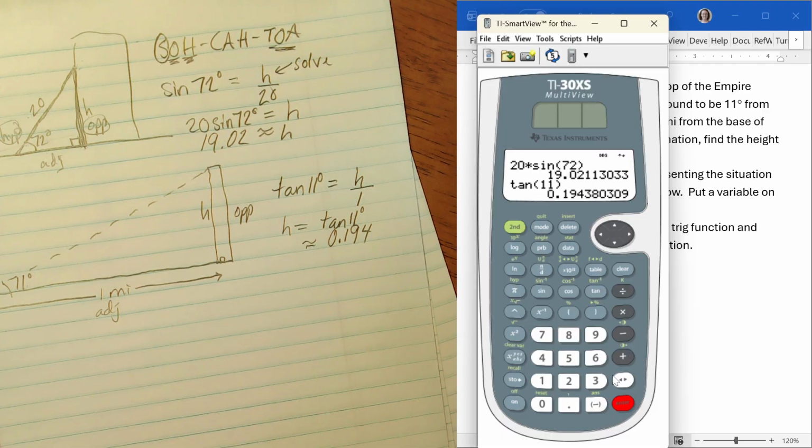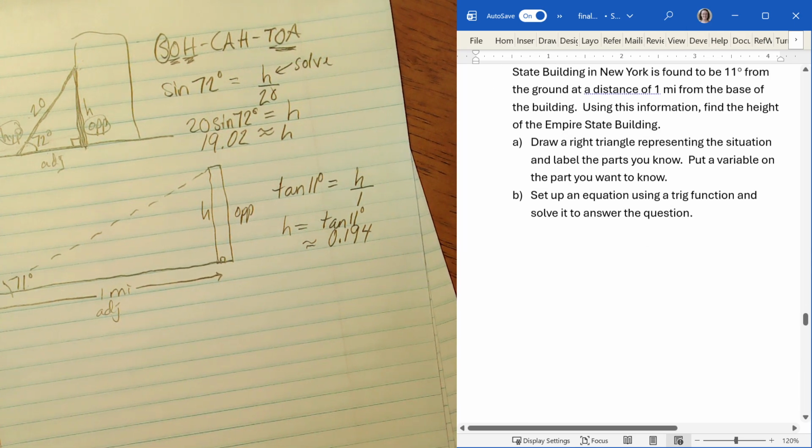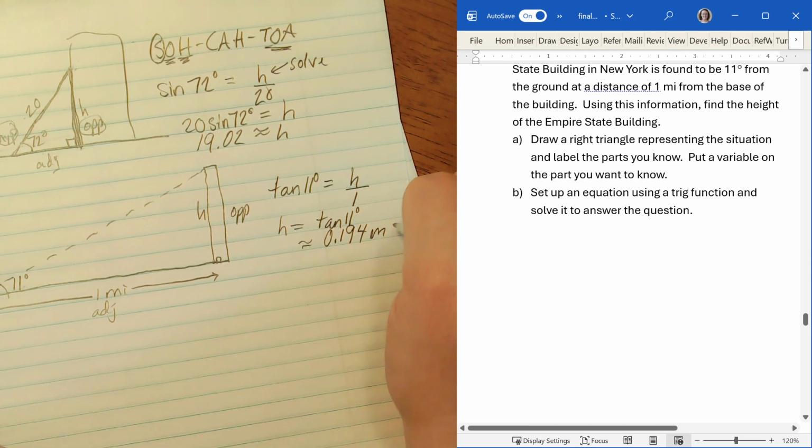So this is about 20% of a mile, a fifth of a mile. That's something like 1,000 feet, around there. So yeah, that could be right for the height. Okay, so this is miles.